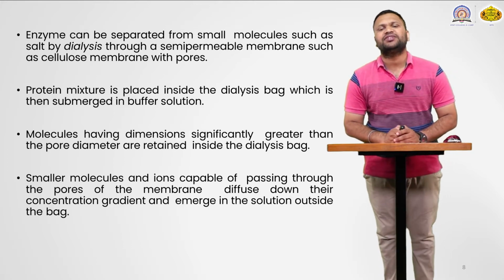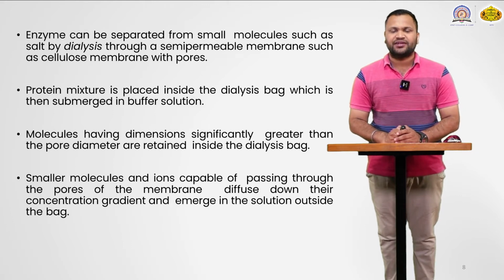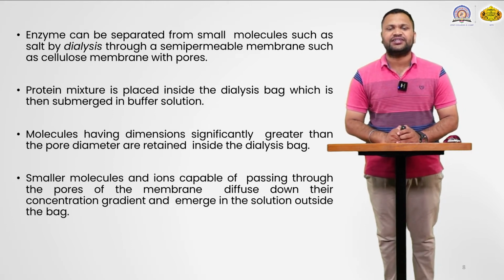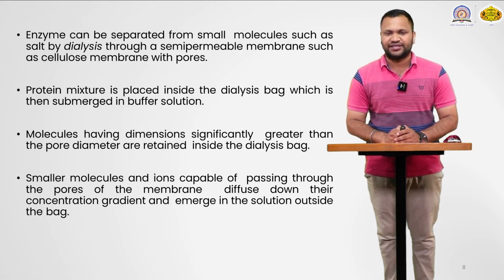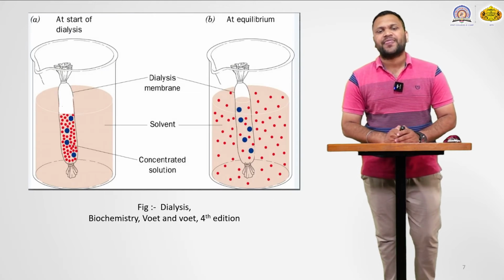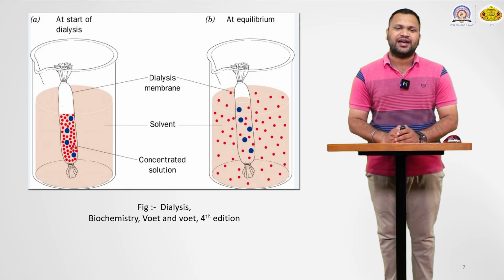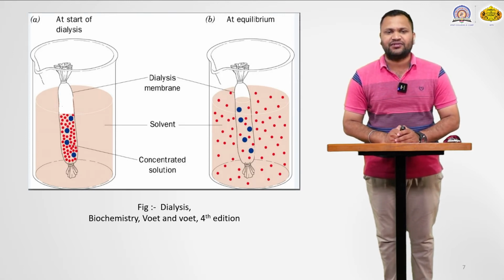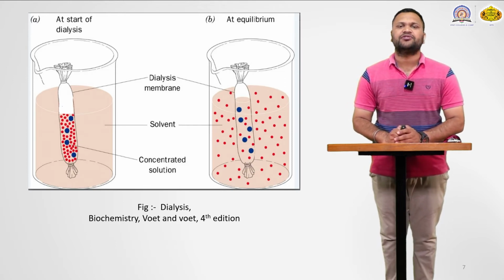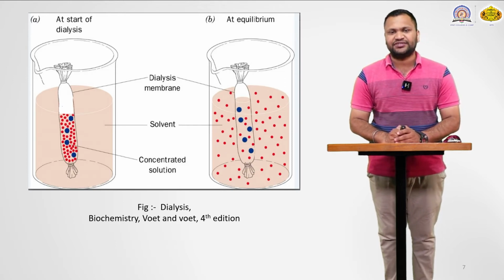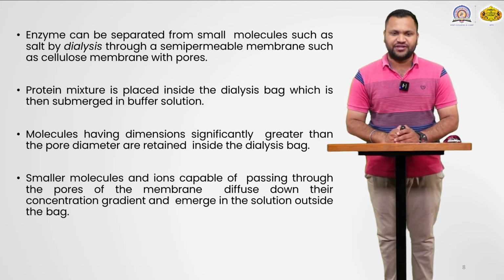The smaller molecules and ions capable of passing through the pores of the membrane diffuse down their concentration gradient, that is, from higher concentration to lower concentration. You may observe here that inside the dialysis bag the concentration is very high, and outside the bag, in the beaker, there is not a single small molecule. So obviously they will move from higher concentration, inside the bag, to the beaker.